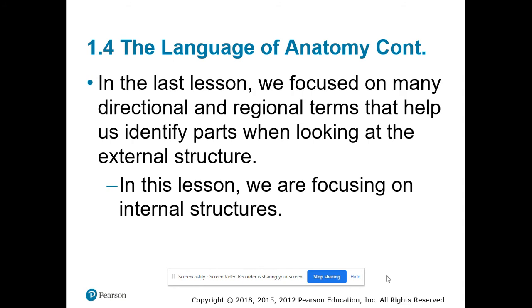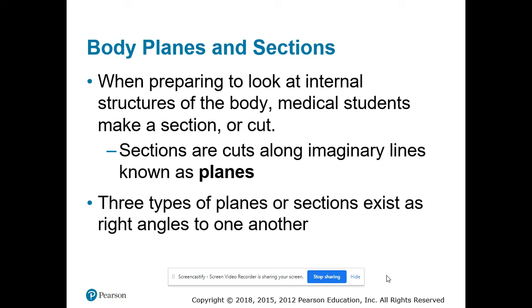So if we're going to continue the language of anatomy, in the last lesson we focused on directional terms such as superior, inferior, anterior, posterior, proximal, distal, and we also looked at regional terms to help us identify parts of the external structure. In this lesson, we're going to focus more on the internal structure. So body planes and sections we're going to talk about first.